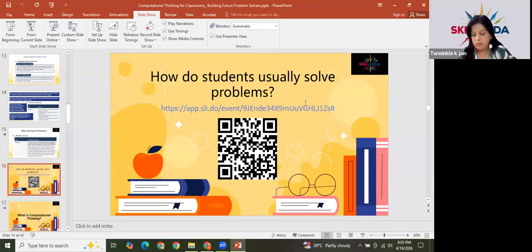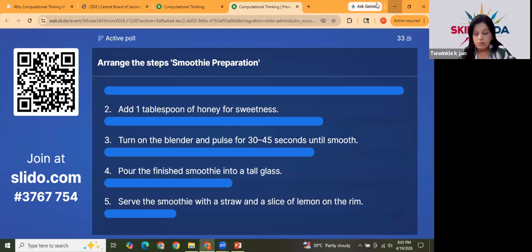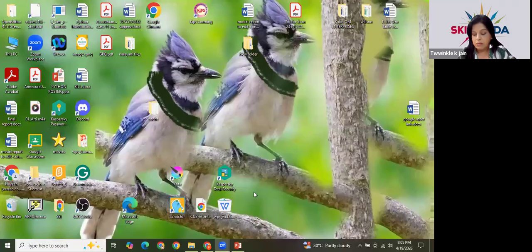How do students usually solve problems? So once again, there is a Slido event. Please scan this QR code, or I can give you this link. Just click on the link and you can proceed.